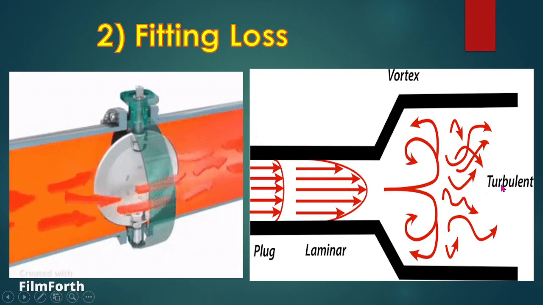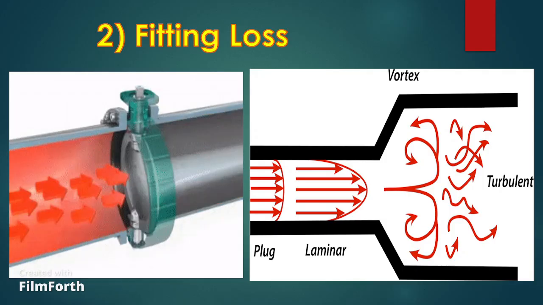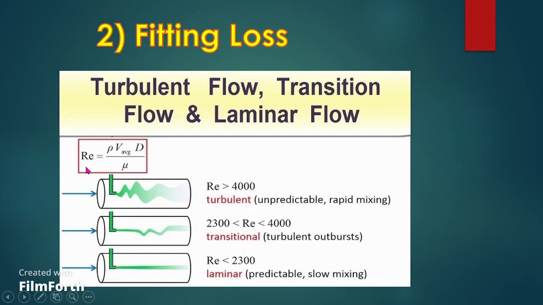Flow classification using Reynolds number. To classify flow types, we use the Reynolds number, a dimensionless number determined based on flow velocity, pipe diameter, and fluid viscosity. Reynolds number less than or equal to 2300: laminar flow. Reynolds number between 2300 and 4000: transition zone. Reynolds number greater than or equal to 4000: turbulent flow. As the Reynolds number increases, the flow becomes unstable.